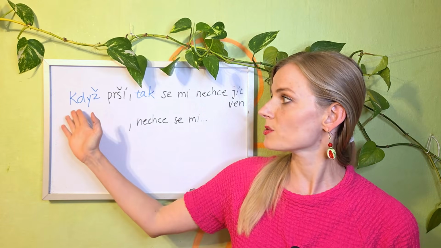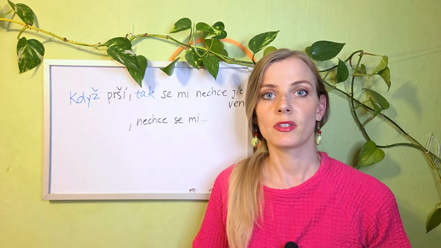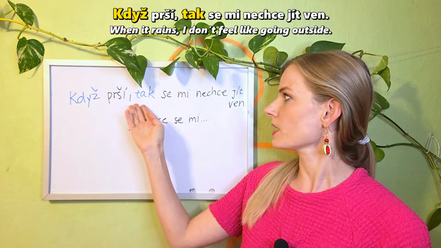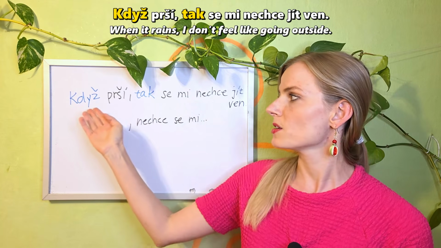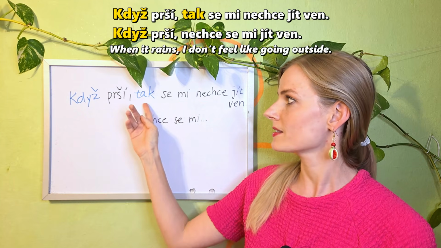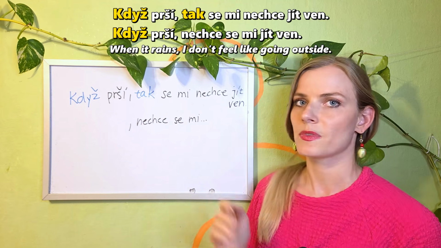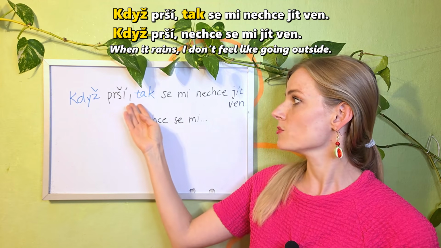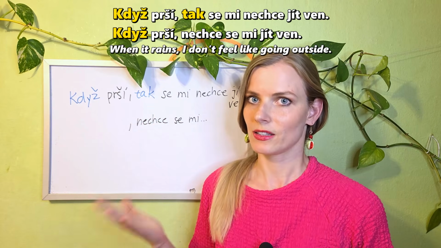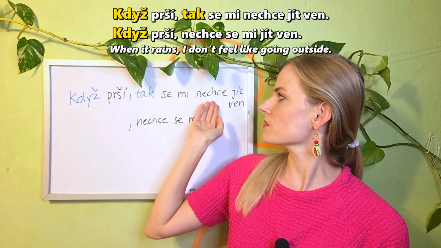So, for example, this one with když. Když means when or if in certain contexts. But here it would mean that every time it rains, for example, když prší, tak se mi nechce jít ven. When it rains, I don't feel like going out. I wrote two options. One has tak and the other one doesn't have it. Když prší, nechce se mi jít ven. They're both used. This one is more common in spoken Czech. We like to use tak, which means then in this case. So we are saying when it rains, then I don't feel like going out.